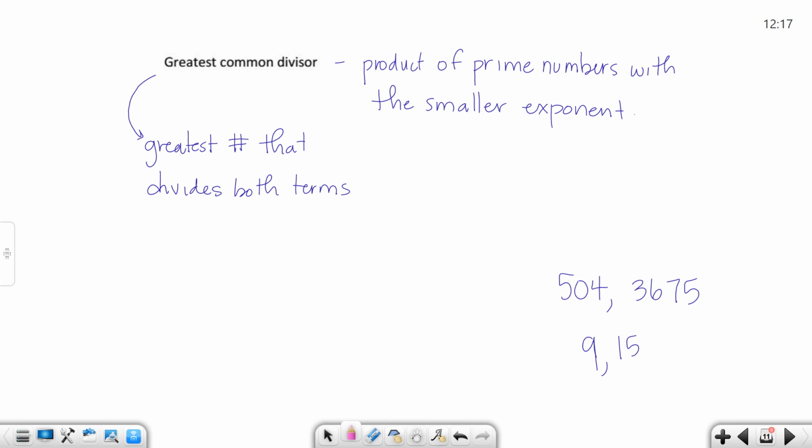All right, let's talk about it. Before we go to the definition and the procedure, let's talk about it in terms of this statement here. It's the greatest number that divides both terms. So let's just talk about easy numbers for just a minute, 9 and 15. If I look at all of the factors of 9, I have 1 times 9 and 3 times 3. Those are the numbers that go into 9. If I look at all of the factors of 15, I would get 1 and 15 and 3 and 5, and those are all of the numbers that go into 15.